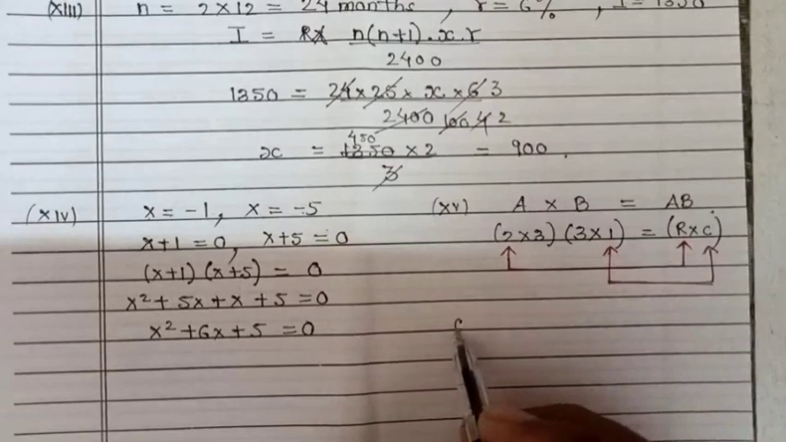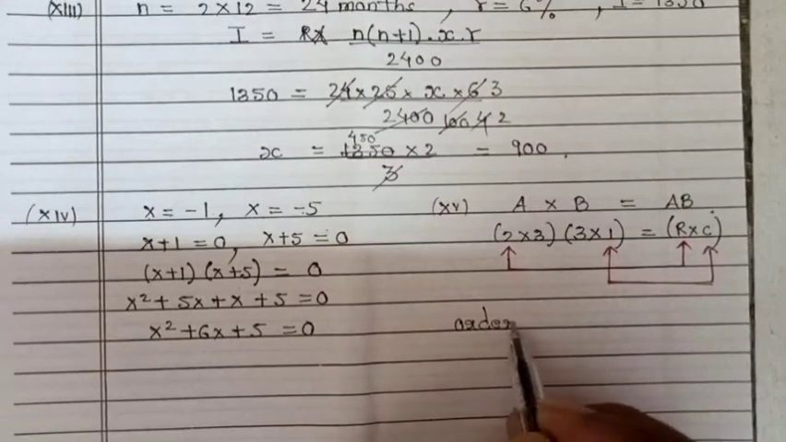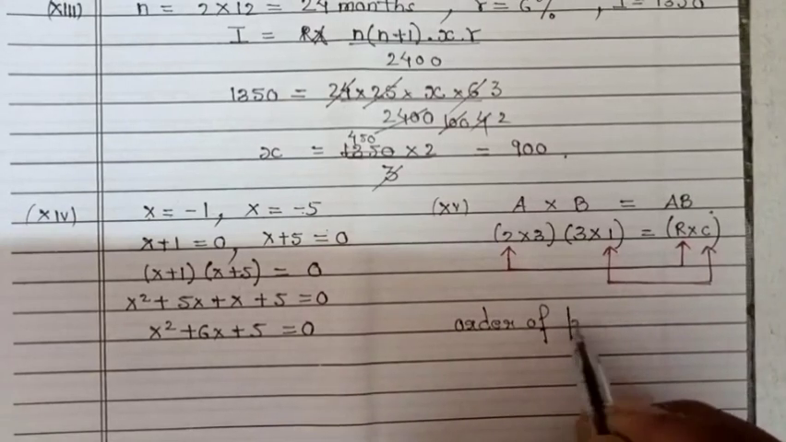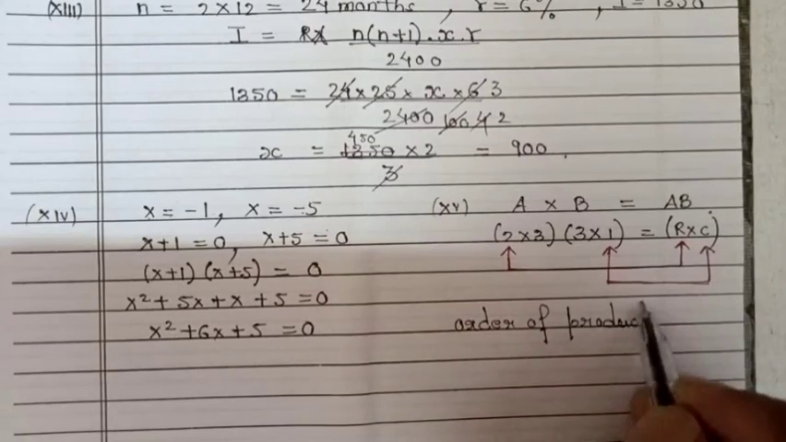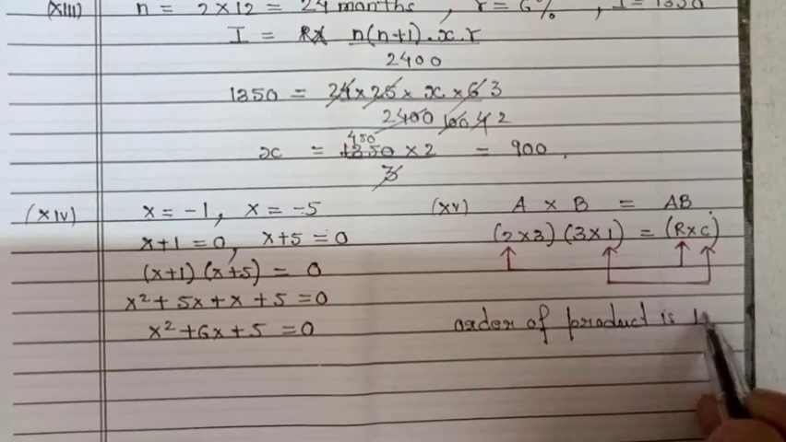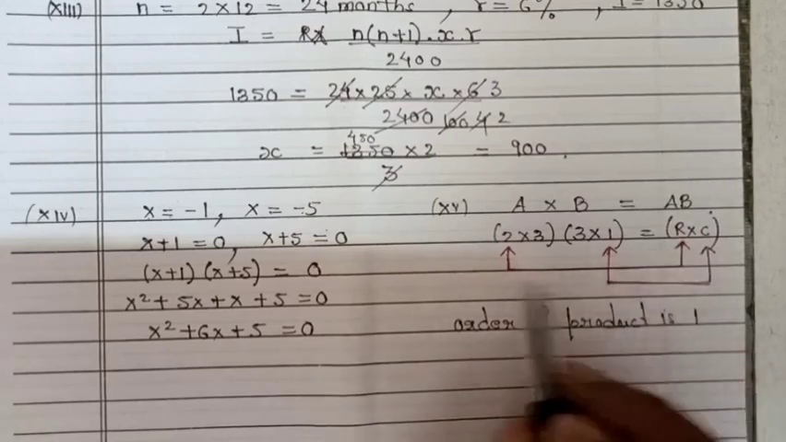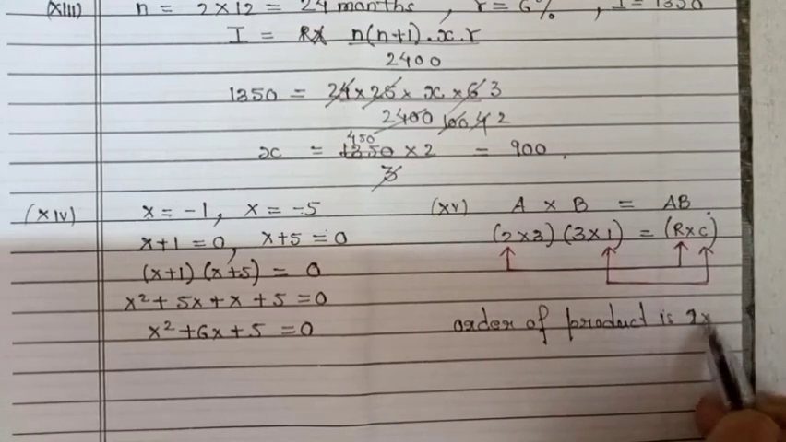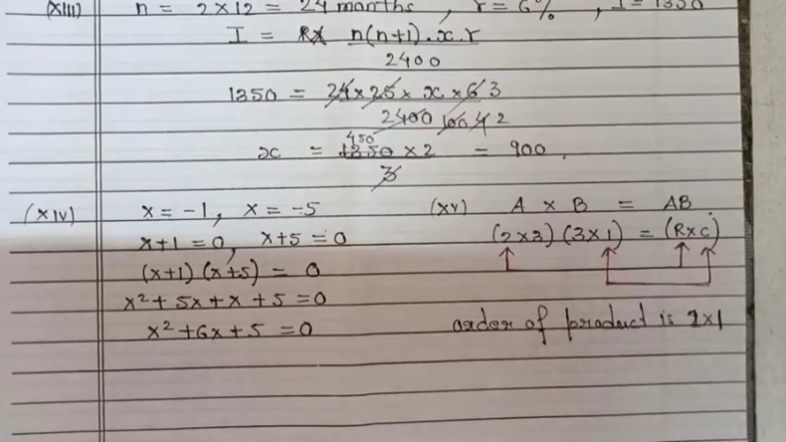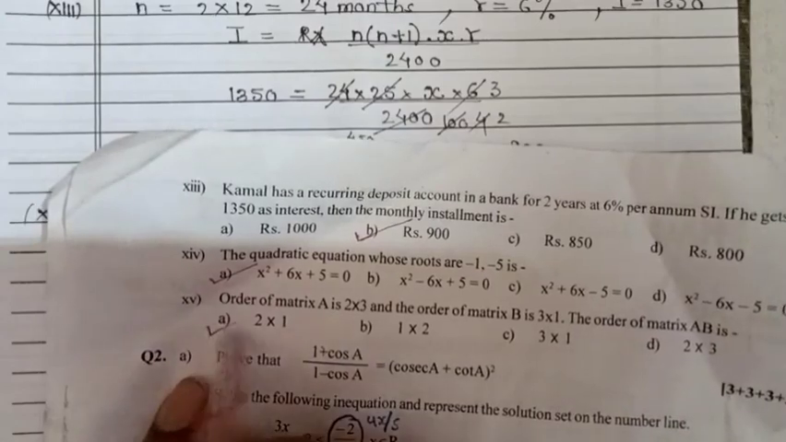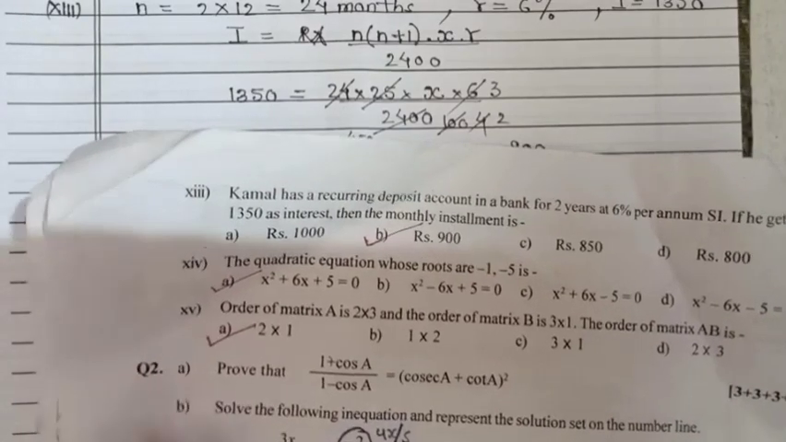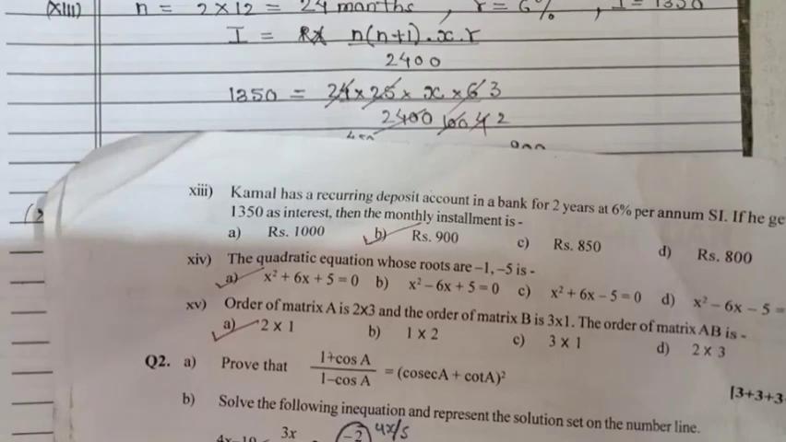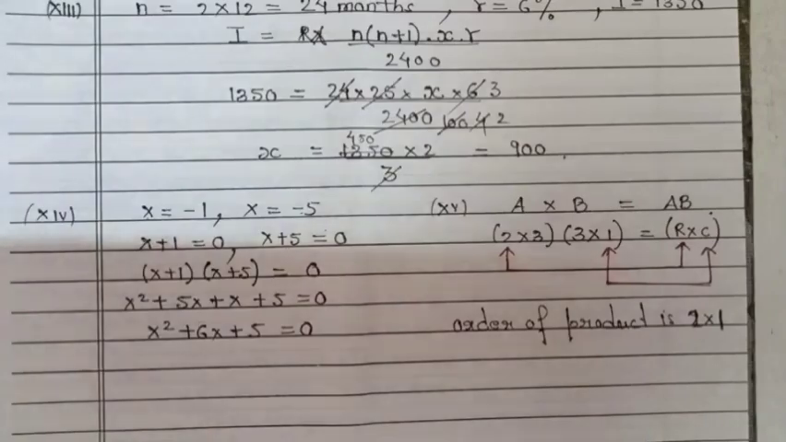So you can write the order of the product is 2 cross 1. So under this, your answer will be A part, 2 cross 1. So this is clear to you? So these were the questions on MCQ. Now moving on to question number 2.